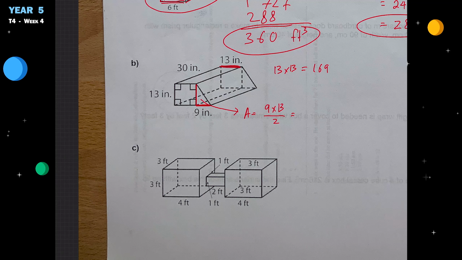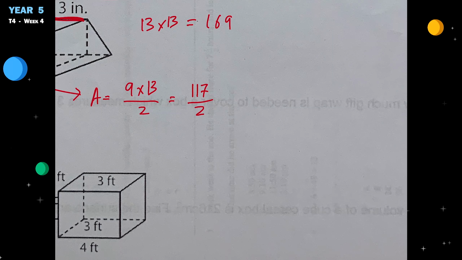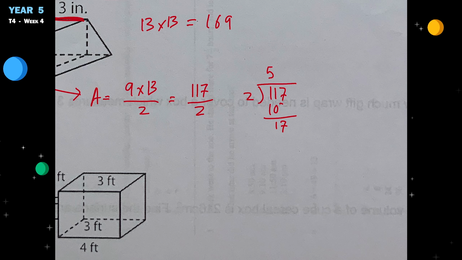Now 9 times 12 is 108. 9 times 13 must be 117. And then you divide it by 2. So 117 divided by 2, let's see what that is. 11 divided by 2 would be 5. 2 times 5 is 10, take away, we get a 1. Bring down the 7. 17 divided by 2 would be an 8. 2 times 8 is 16. And you have a remainder of 1.